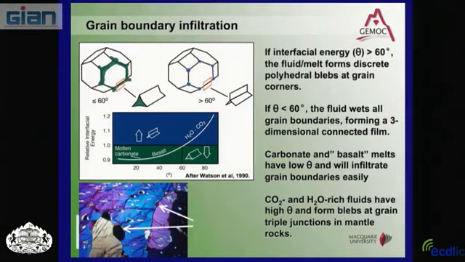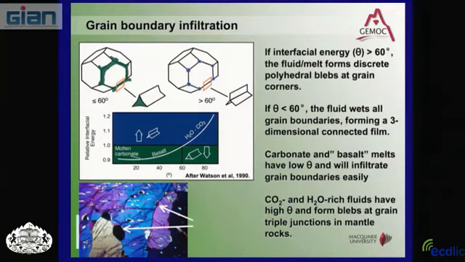But if this angle, this interfacial energy, is lower than 60 degrees, the fluid will wet all the grain boundaries, forming a three-dimensional connected film, and it will move quickly. In fact, carbonatitic and basaltic melts have a low interfacial energy, and so they will infiltrate grain boundaries easily.